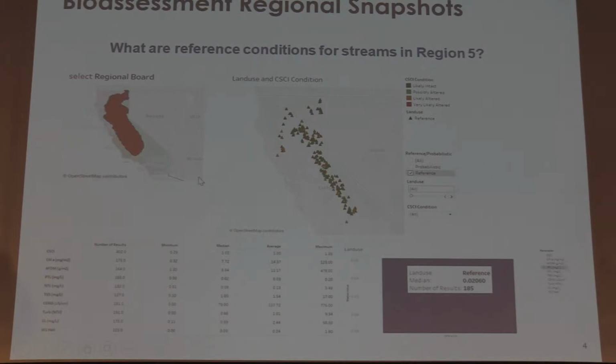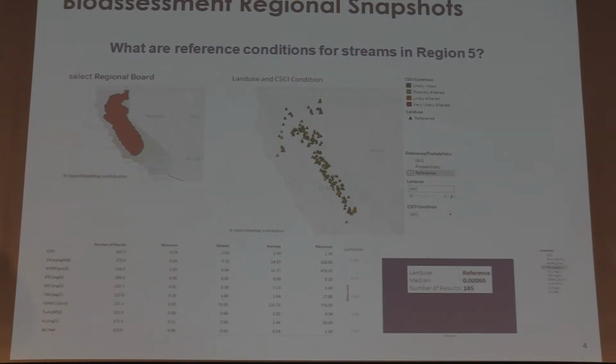Once you do that, this summary table here, which is a lot easier to read on your own screen, shows the minimum, the median, the maximum, and the average values for all of those results that were collected at all of these sites. So just to point out one number, the median for conductivity out of 181 results from all of these reference sites was 78 microsiemens per centimeter.